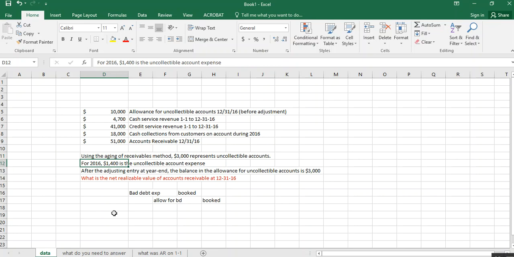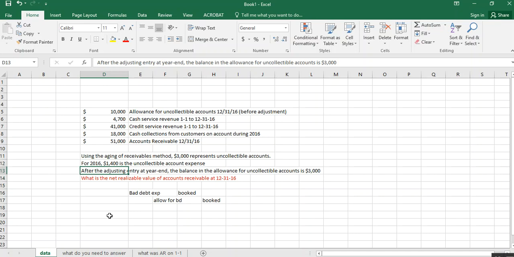For 2006, $1,400 is the uncollectible account expense. This is just the uncollectible account expense that was booked for the year. This is not something that we're factoring into this. What we're factoring into this is net realizable value. I mean, the expense that was taken is nice, but we're trying to figure out how much in the future we will collect of our accounts receivable.